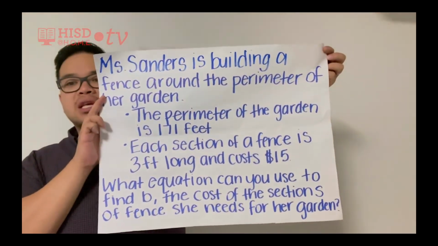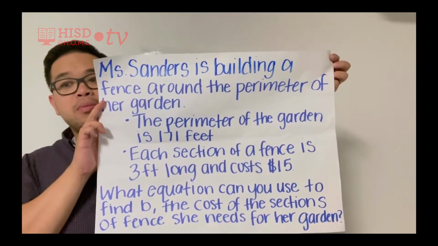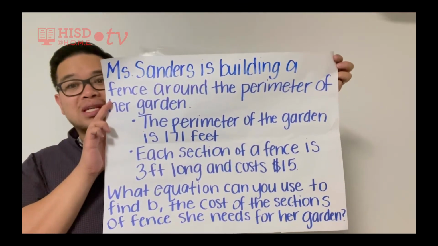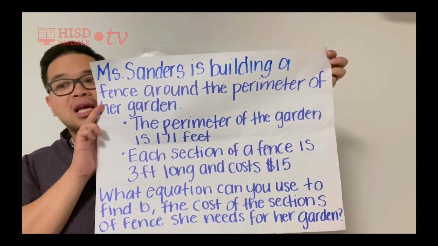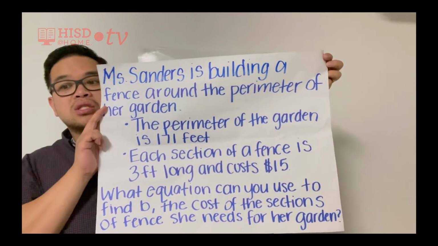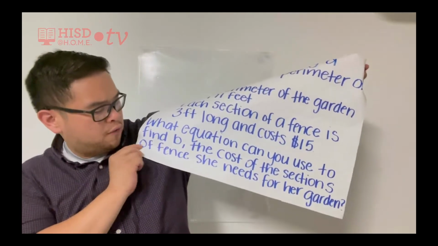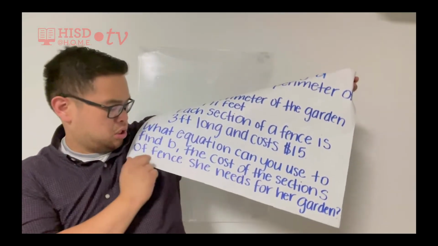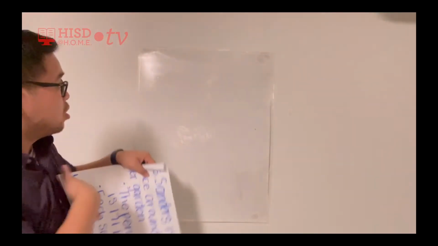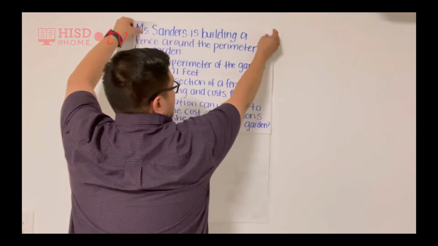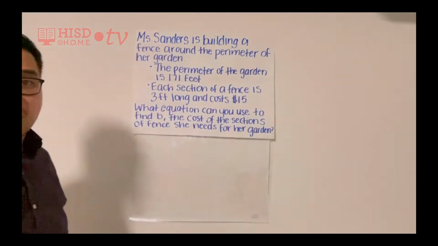This problem here says Miss Sanders is building a fence around the perimeter of her garden. The perimeter of the garden is 171 feet. Each section of fence is 3 foot long and costs $15. So what equation can you use to find B, the cost of the sections of the fence she needs for her garden? So for this particular problem or math story, all we have to do is find the equation for this.